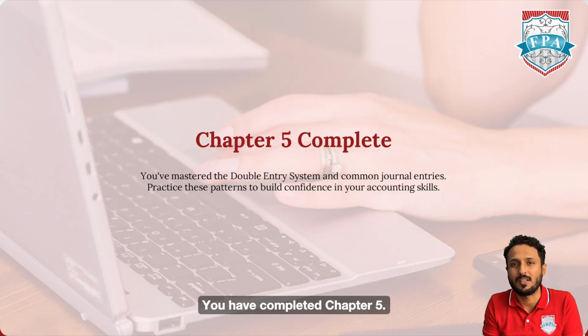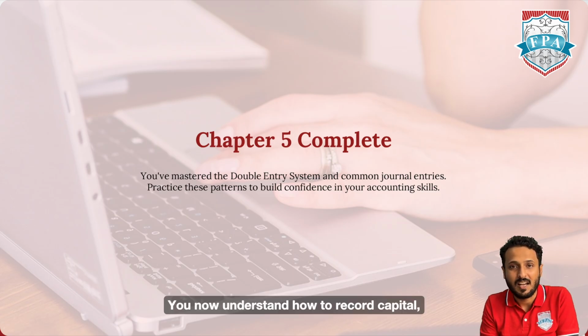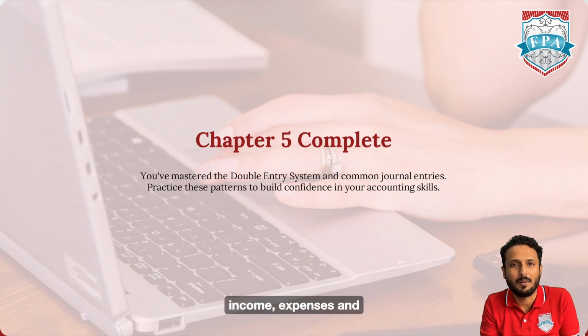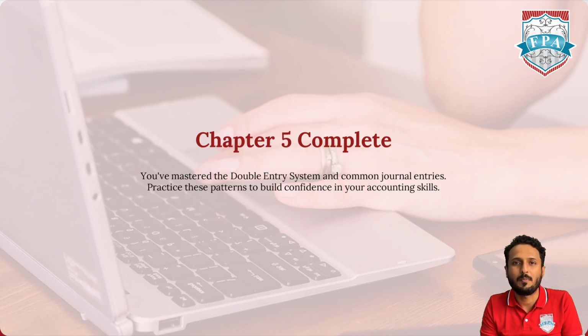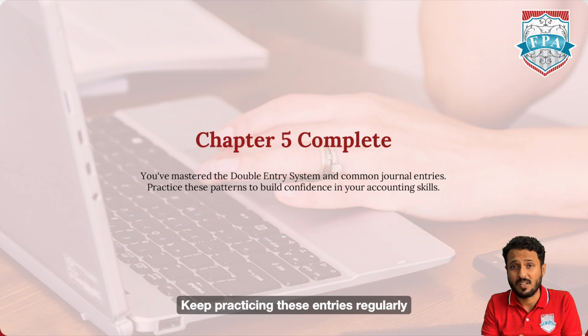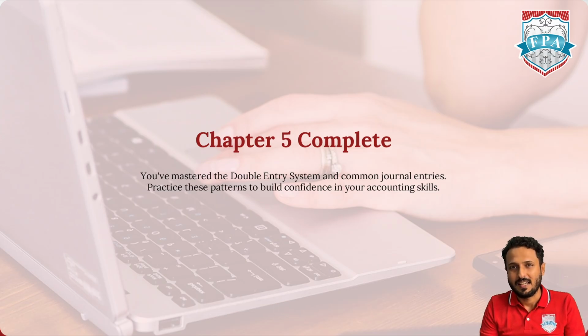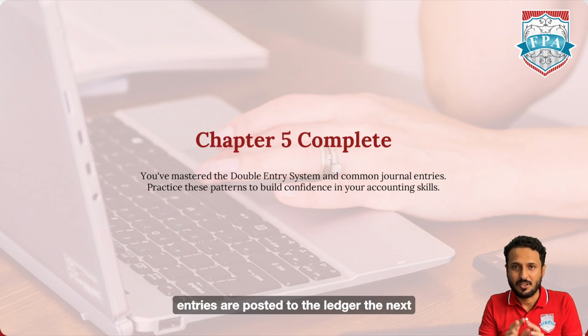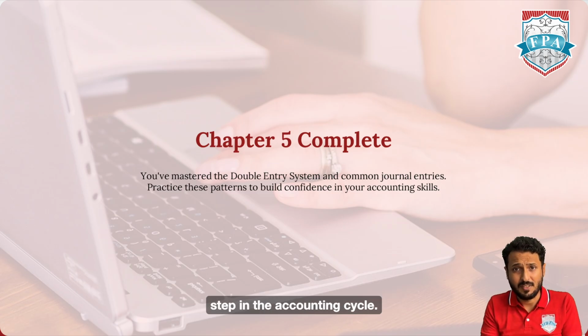Congratulations! You've completed Chapter 5. Common journal entries. You now understand how to record capital, income, expenses, and credit transactions under the double entry system. Keep practicing these entries regularly to build confidence and accuracy in your accounting skills. In the next chapter, we'll learn how these journal entries are posted to the ledger, the next step in the accounting cycle.